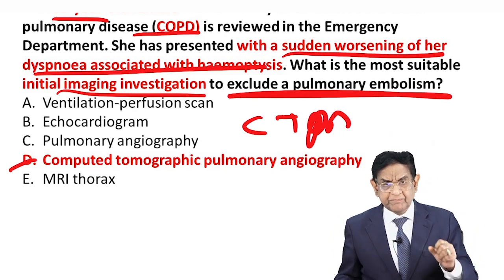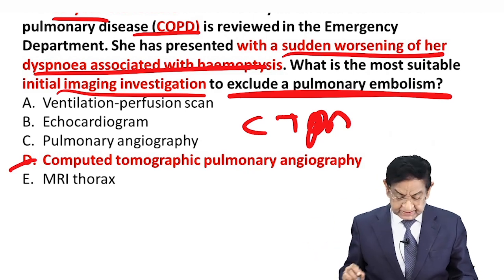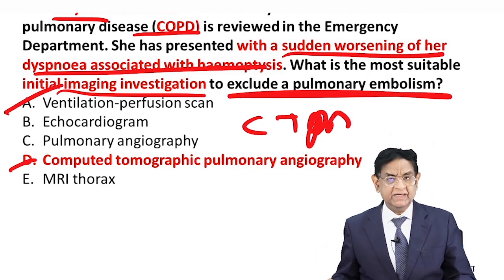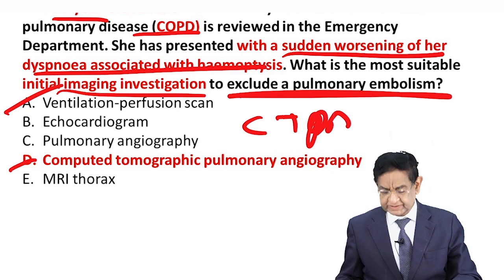And in one of the previous questions, we learned that the patient had a renal problem, then VQ scan was the answer. So I hope that your doubts are very clear now. Crystal clear concepts are there that in case of renal failure, go for VQ scan, otherwise go for CTPA.